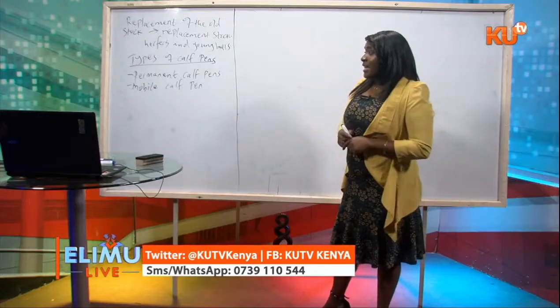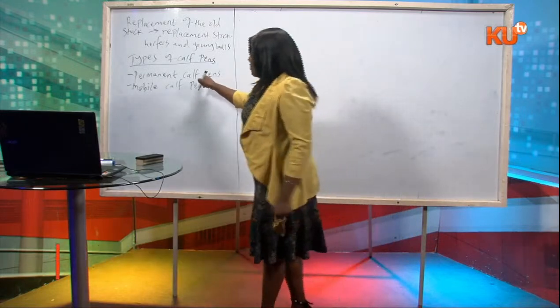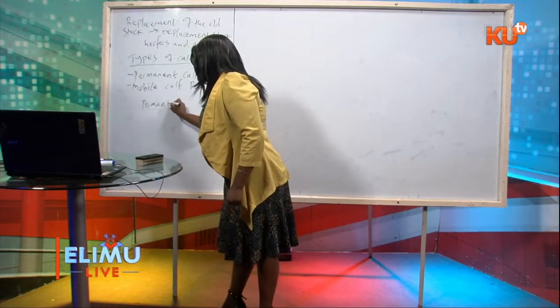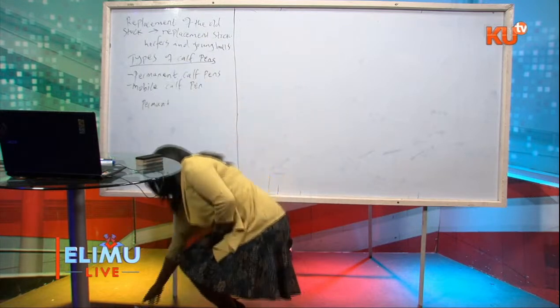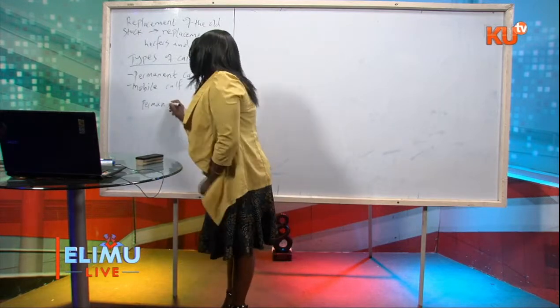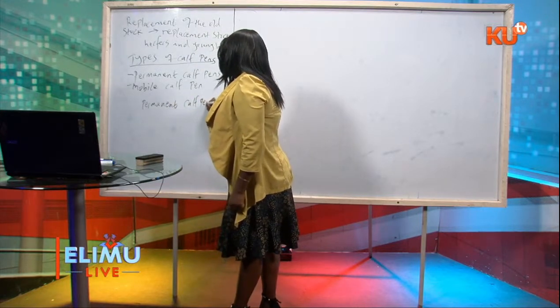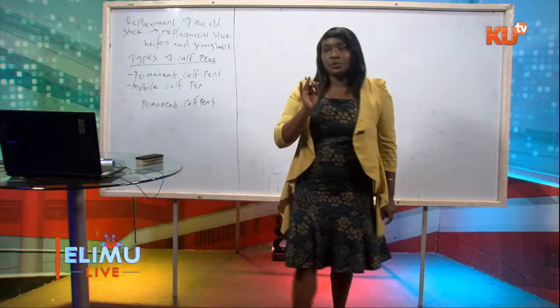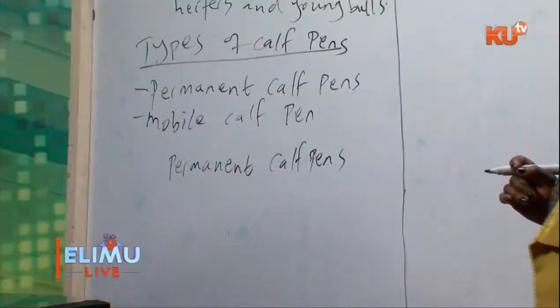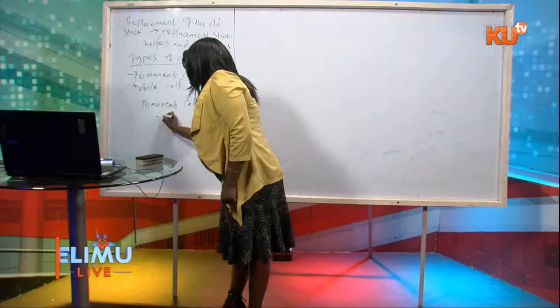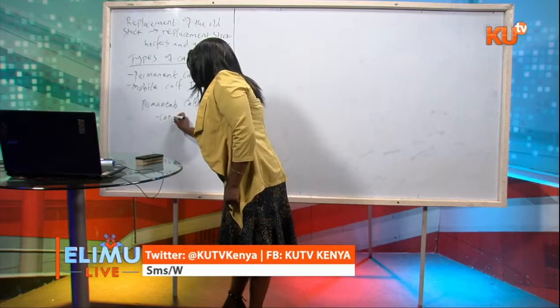Now, under the permanent calf pens, again, we have two categories. And the first category is the one that involves concrete, or rather it has concrete floors.